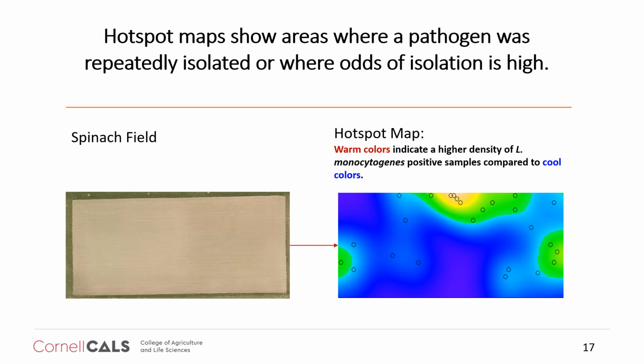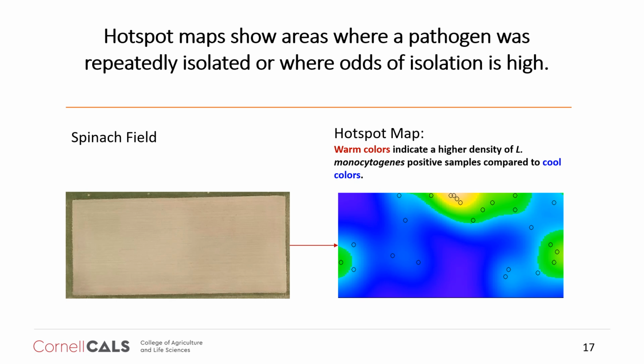Let's imagine a grower that has multiple produce samples tested positive for Listeria monocytogenes in a produce field and wanted to perform root cause analysis to determine why. In this case, one could develop a hotspot map to identify areas with higher or lower density of positive samples.